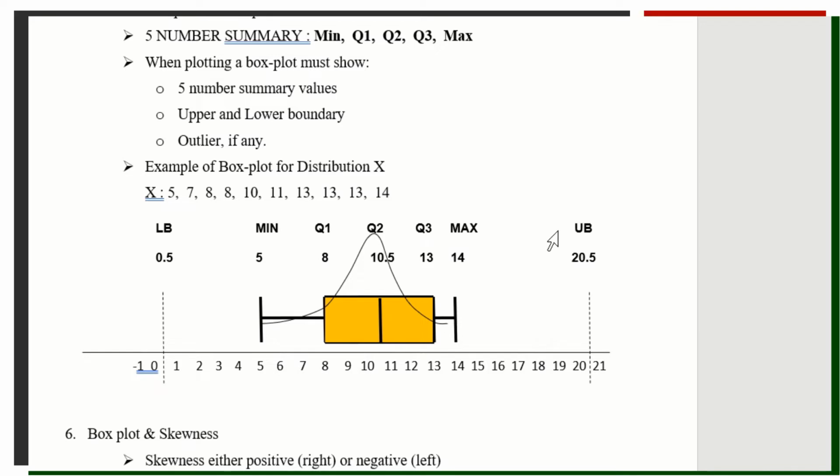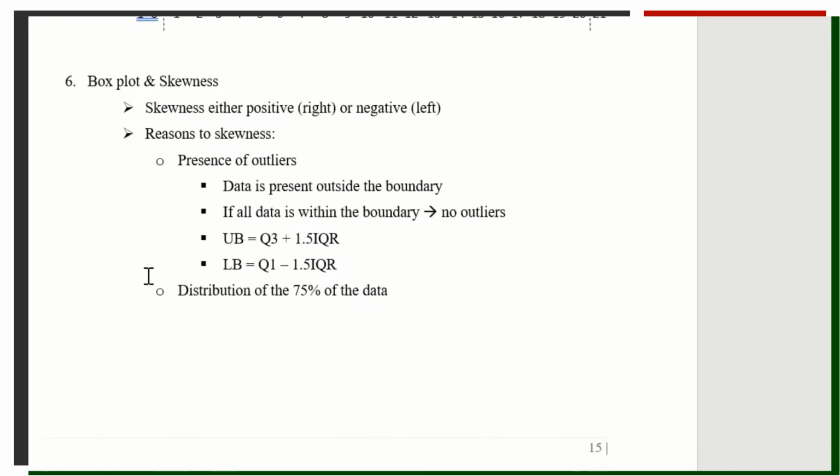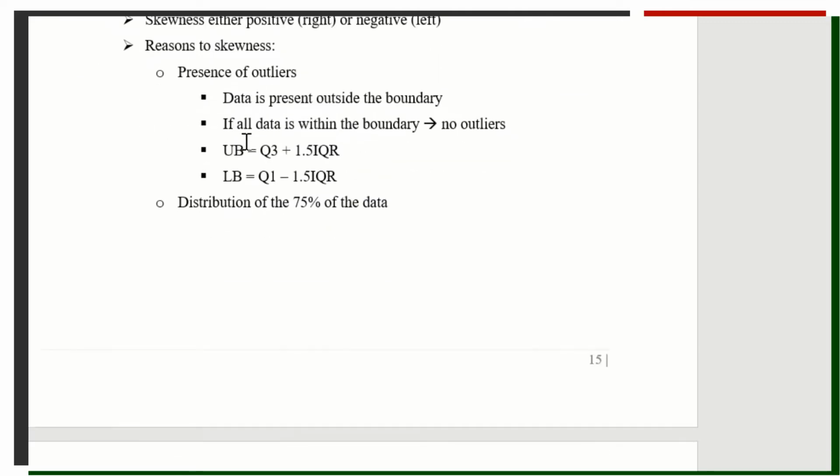Okay, you only draw the upper and lower boundary if they ask you to show outlier. We are doing the same thing all over again. Then you'll be commenting on skewness. So if you're not sure, please go back to semester 2 and revise. Maybe you have short-term memory and need help, get in touch. The reason for skewness would be the presence of outliers. You must remember how to calculate your upper and lower boundary and how to comment on skewness. The two points: skew to the left or right, and 75% of your data is from where to where.